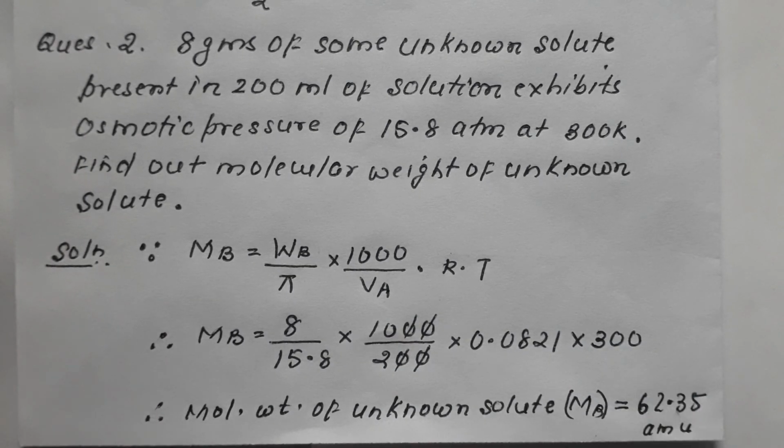If we solve this, the value comes to be 62.35 AMU. The molecular weight of the unknown solute, which is Mb, is equal to 62.35 atomic mass unit. I told you writing the unit is very important. So for this problem, the answer comes to be 62.35 AMU or grams per mole. This is how we can calculate the numerical problems based on osmotic pressure.